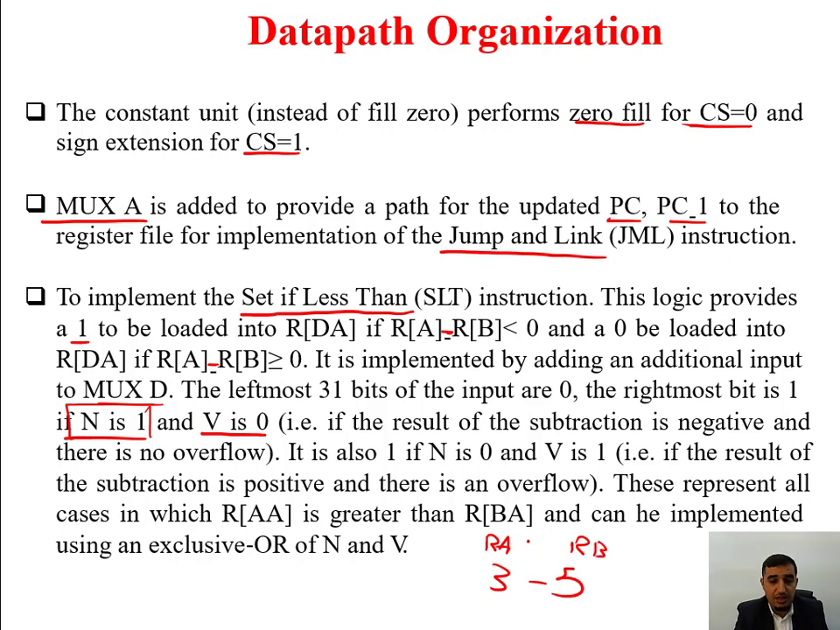Remember, the instruction is set if less. This means RA is less than RB. So the answer will be minus 2. So my answer will be negative and overflow is 0.